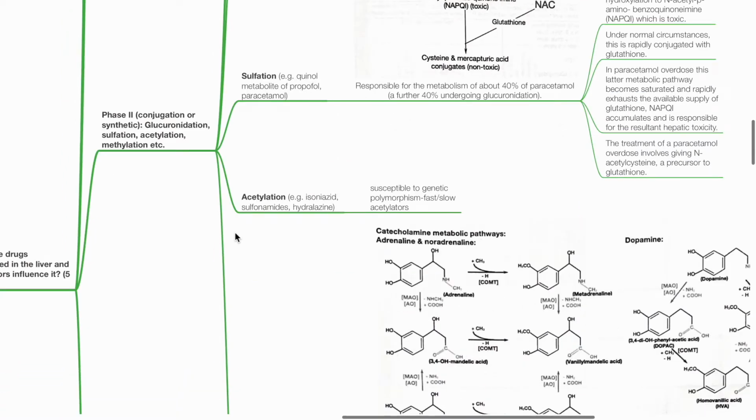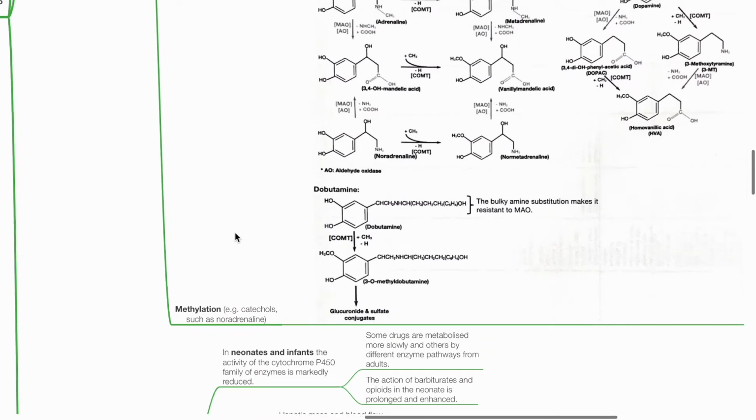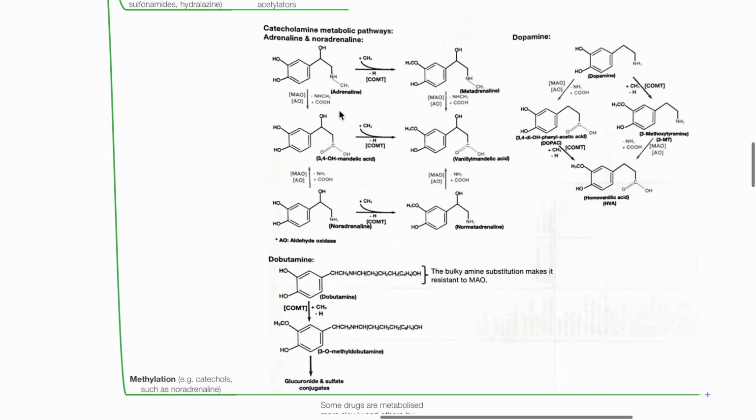Drugs undergoing acetylation include isoniazid, sulfonamides, and hydralazine. Acetylation is susceptible to genetic polymorphism. Catechols such as noradrenaline undergo methylation. For example, adrenaline is metabolized by COMT to metadrenaline, which is metabolized by MAO to vanillyl mandelic acid. Noradrenaline is metabolized by COMT to normetadrenaline, which is metabolized by MAO to form VMA.